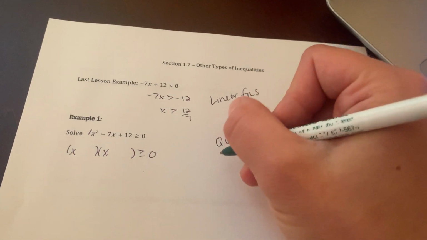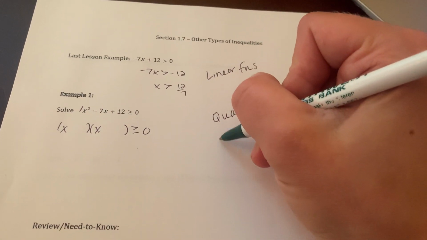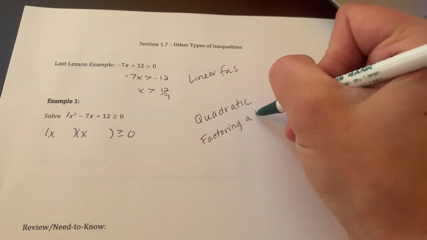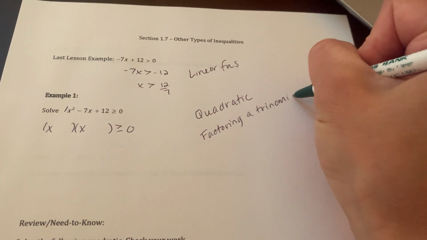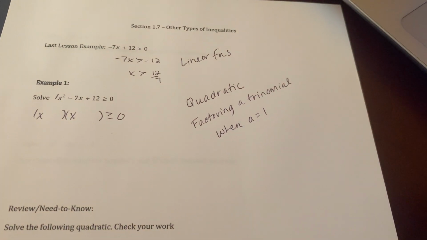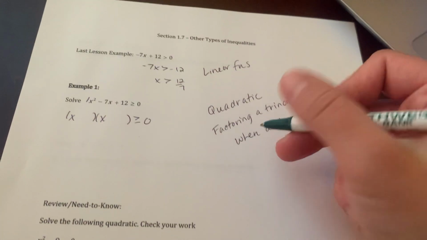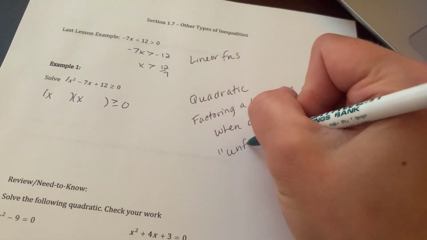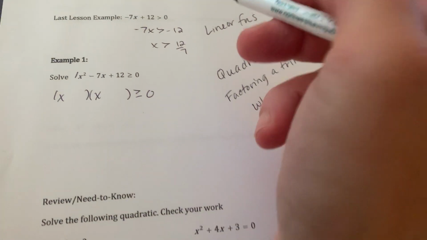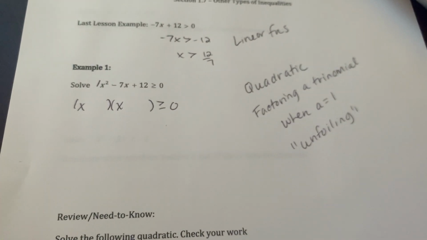So if you're trying to Google, like, okay, I need to learn how to factor better, this is factoring a trinomial when a equals 1. My students in high school called it unfoiling, which is totally not a word. When I say unfoiling, they get it, okay? So what numbers multiply to 12 that give you 7?